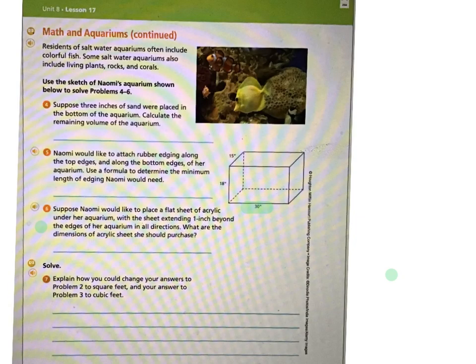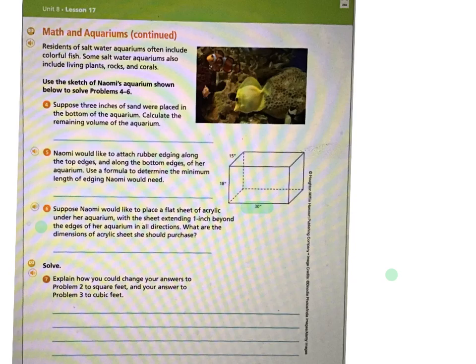So let's add a few changes to our aquarium. So this page on 394, I'm going to read the story and then we'll do 2 problems together. Residents of saltwater aquariums often include colorful fish. Some saltwater aquariums also include living plants, rocks, and corals. So we're going to use the sketch again of Naomi's aquarium in order to solve the problems.